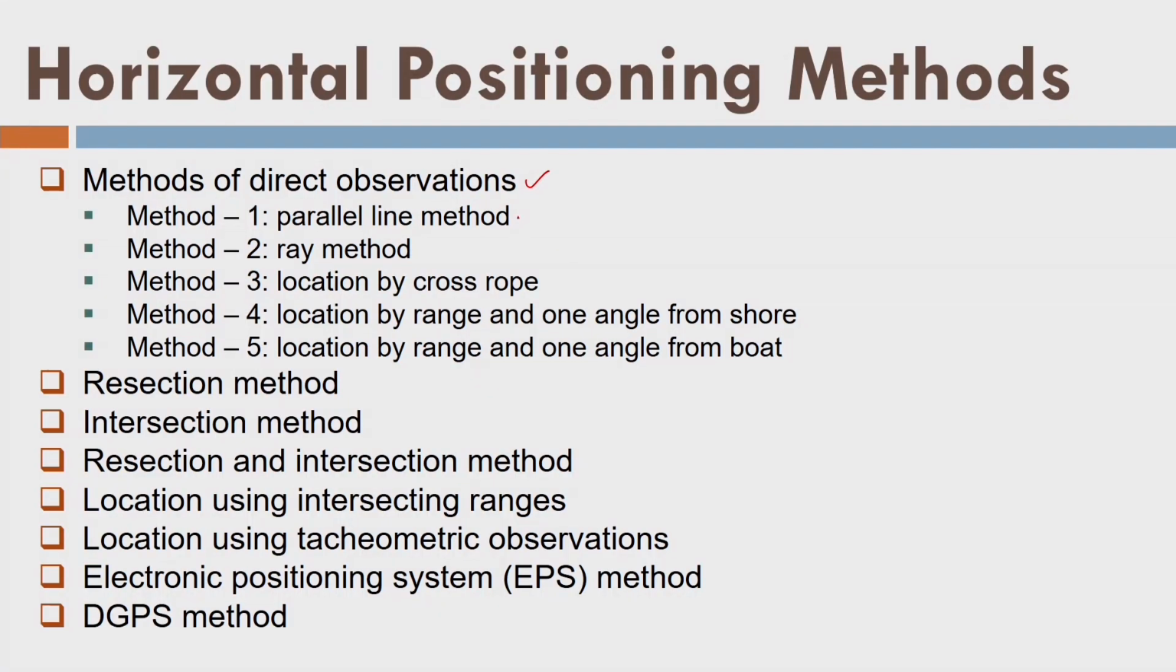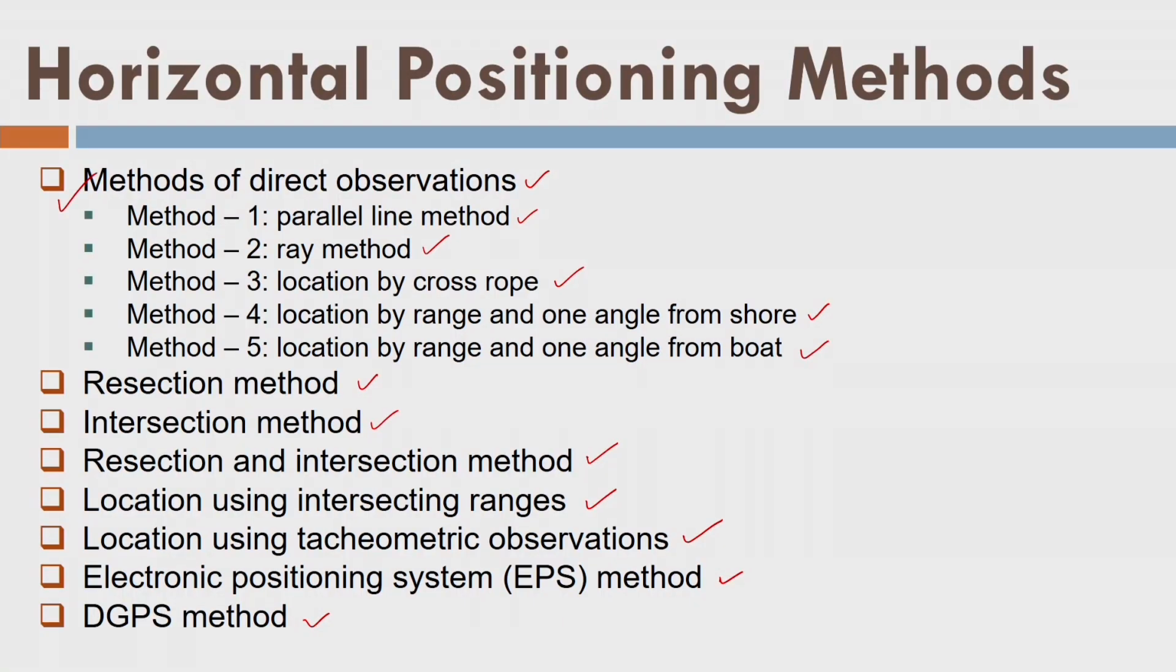So the first method is the parallel line method, then we talk about the ray method, then location by cross rope, then location by range and one angle from shore, and location by range and one angle from boat. Then we will talk about the resection method, intersection method, and the combination of resection and intersection method. Further, we will talk about location using intersecting ranges, then tachymetric observations, then the EPS method, and finally the DGPS method, or differential global positioning method, or differential GPS method. So let us start with direct observations.